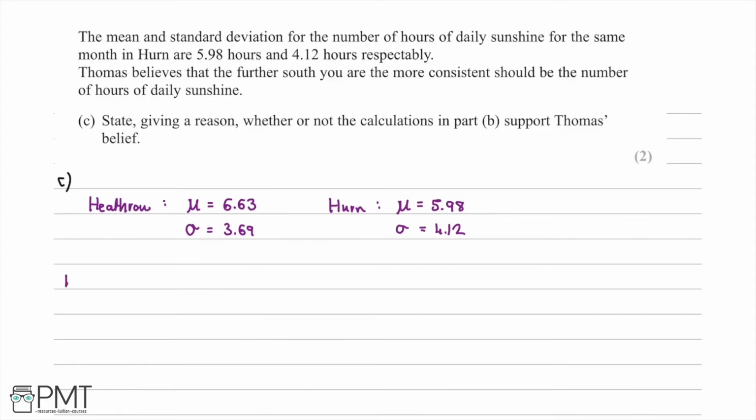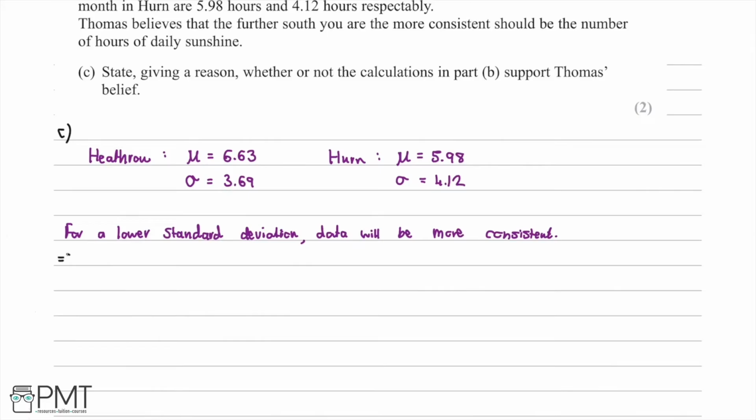So we know that for a lower standard deviation, data will be more consistent. So from this point, we can then say that our two standard deviations are 3.69 and 4.12. Therefore, the number of hours of daily sunshine is more consistent at Heathrow.